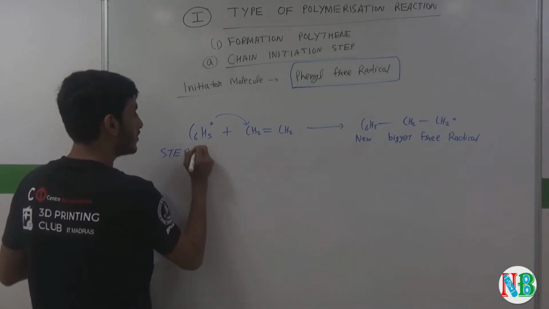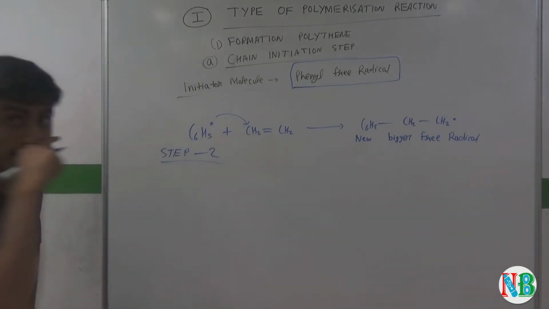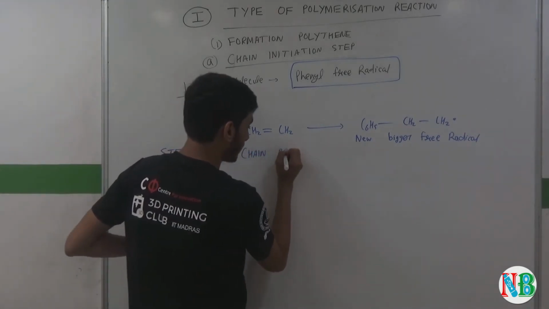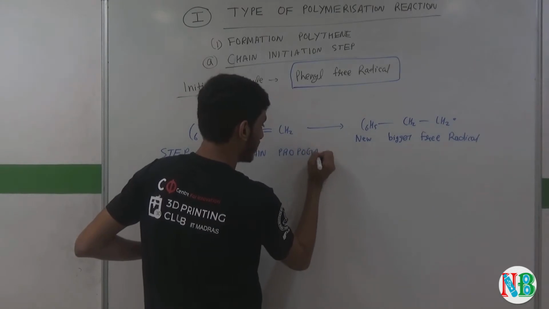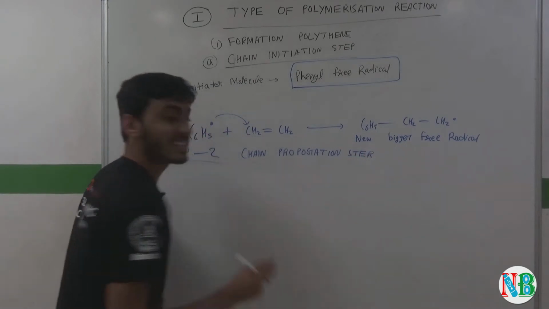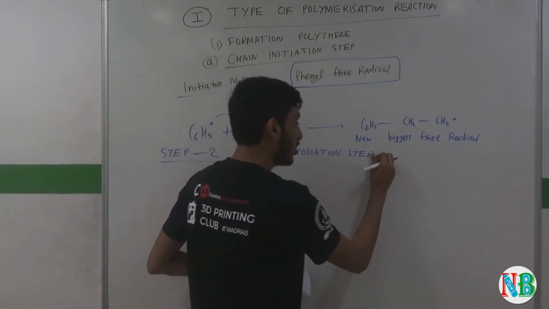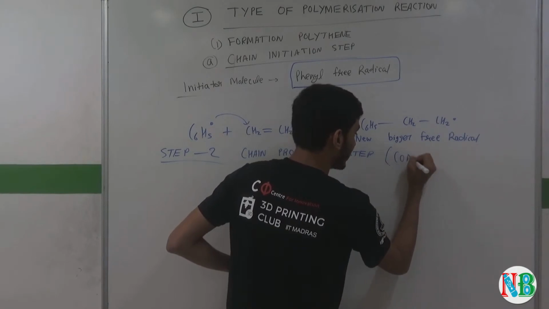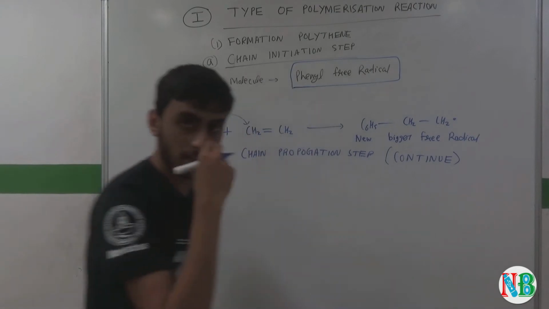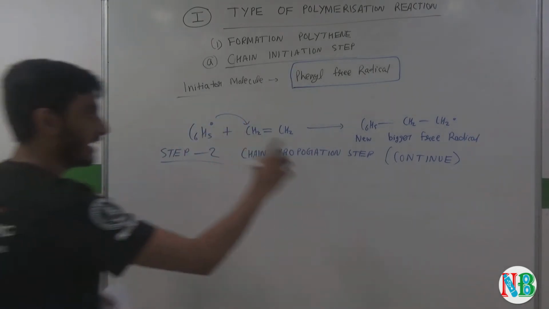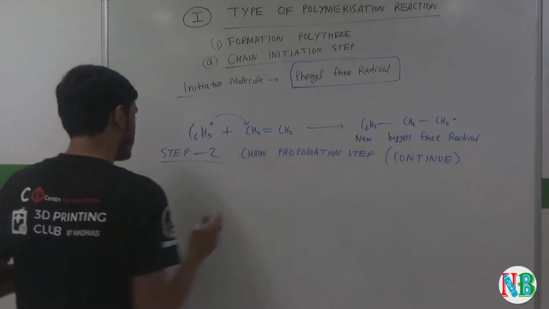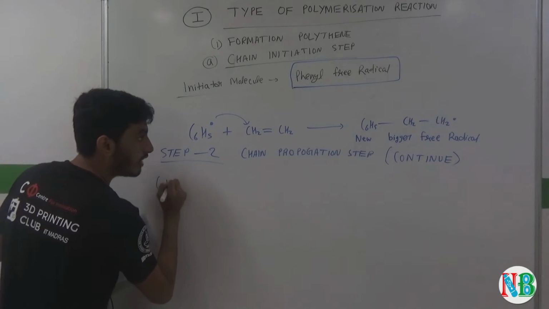Now after this, what you have to do is the step 2. Now comes the step 2. The step 2 is the chain propagation reaction, propagation step. So as I had said that in this step, what you do is you have to continue the reaction. So again take this molecule and again react it with one more molecule of ethene. So let's see what will happen.